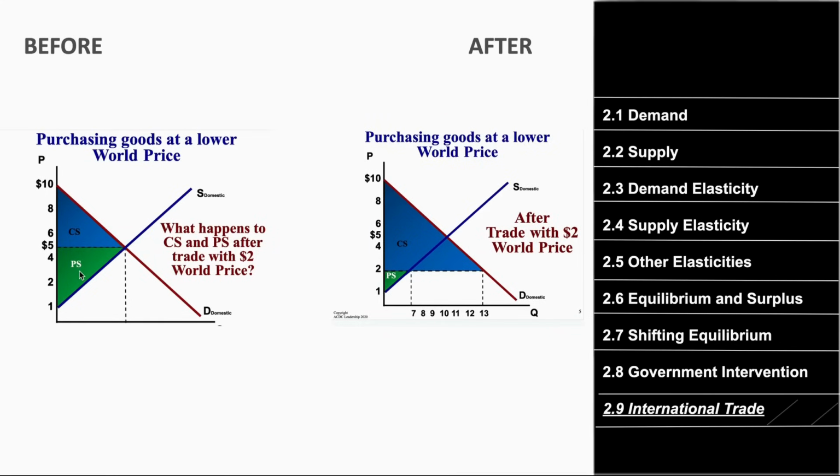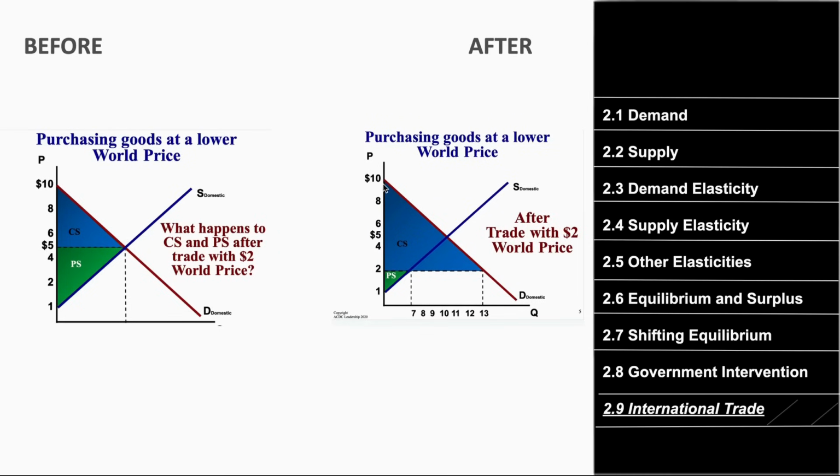But let's say we actually traded with the international community and the world price for this product was $2. In that situation, the price would be $2. So we would set the price down to here. If price was down here, what would we have? We would have a shortage because price is below equilibrium. Make sure to know that.